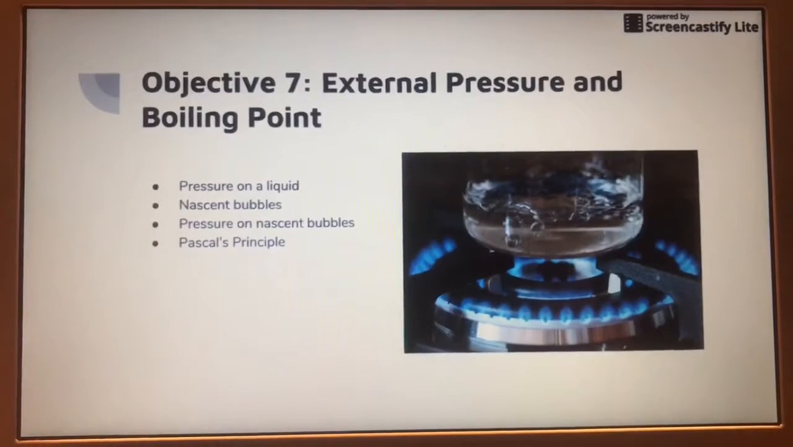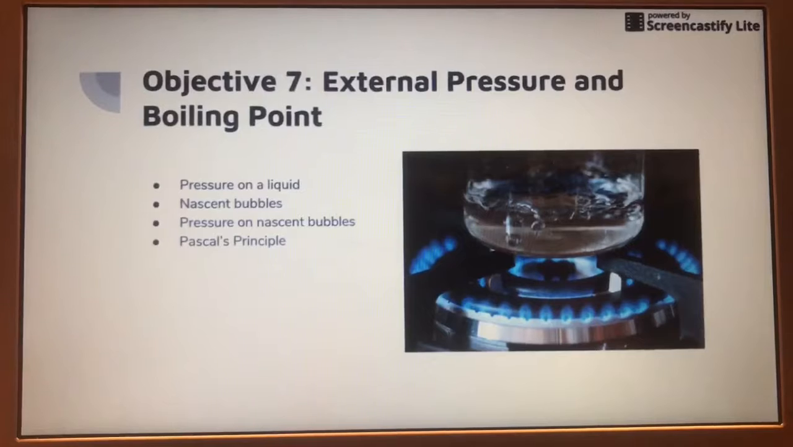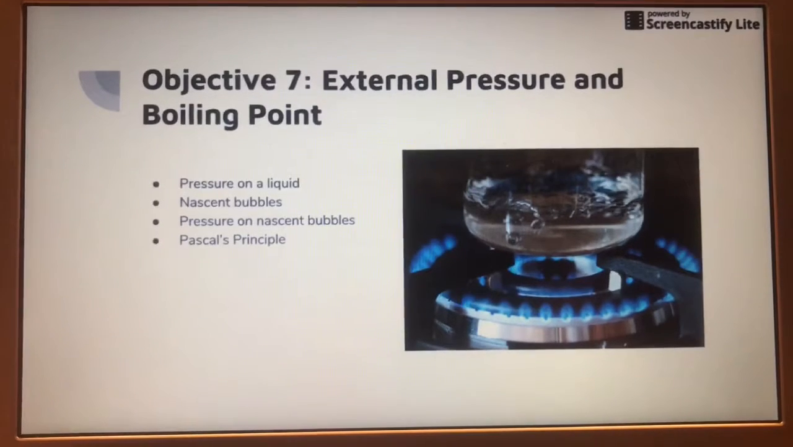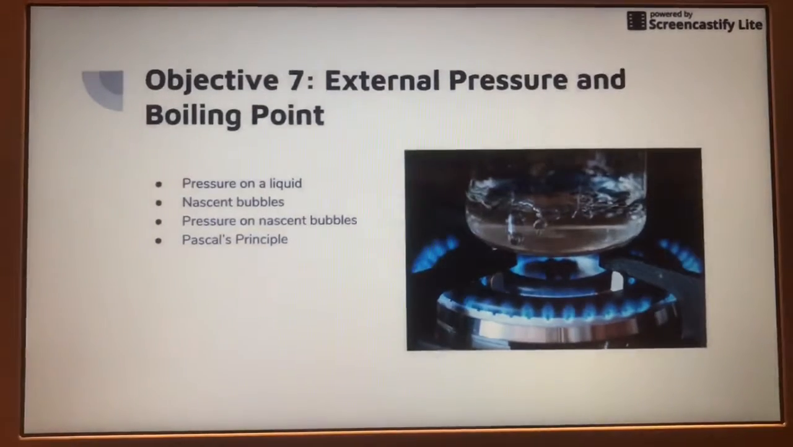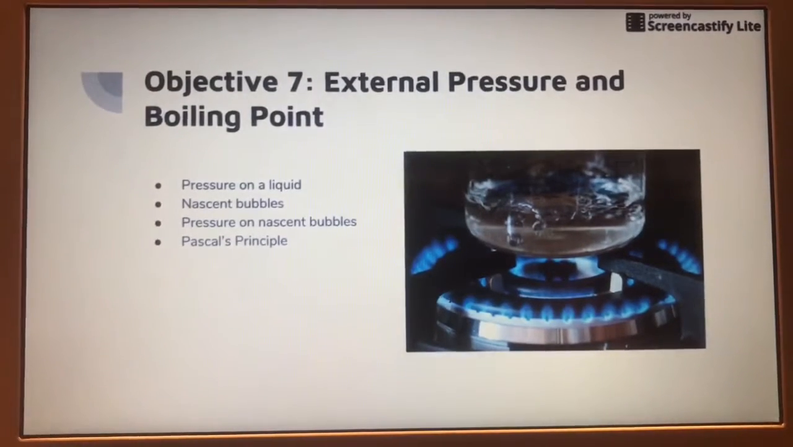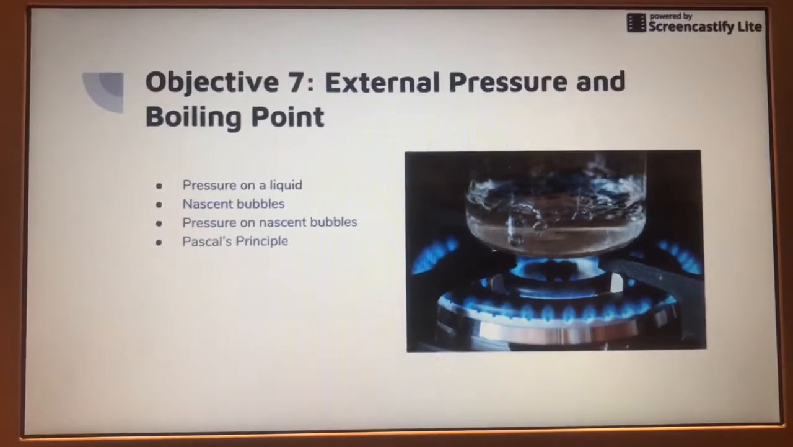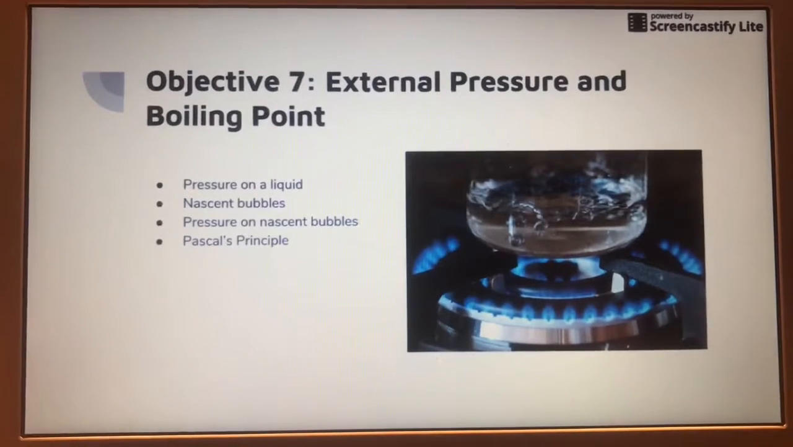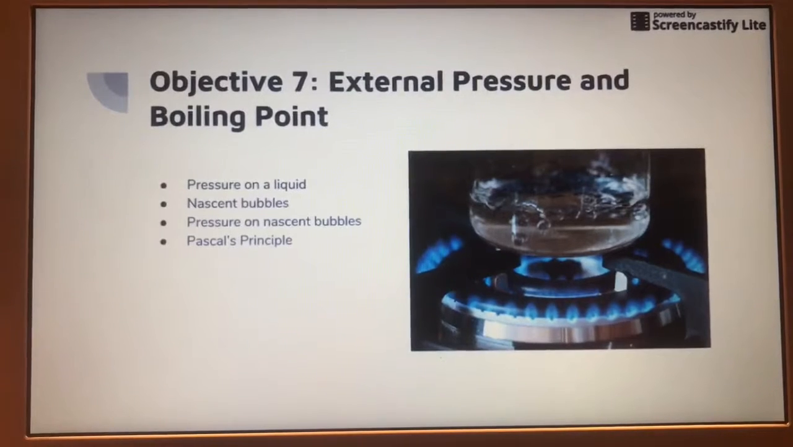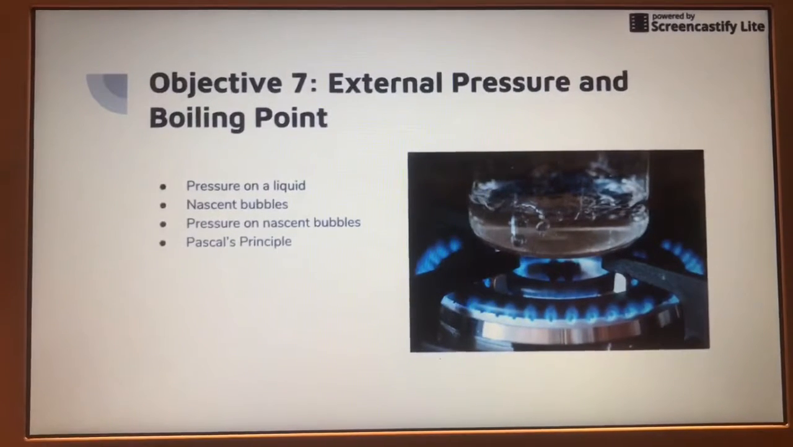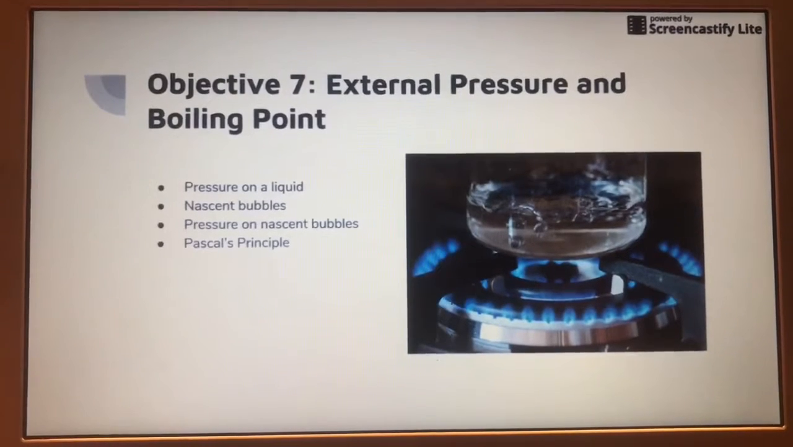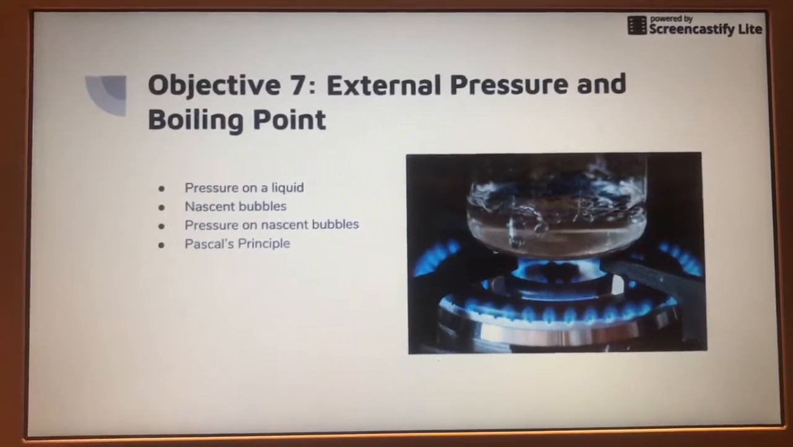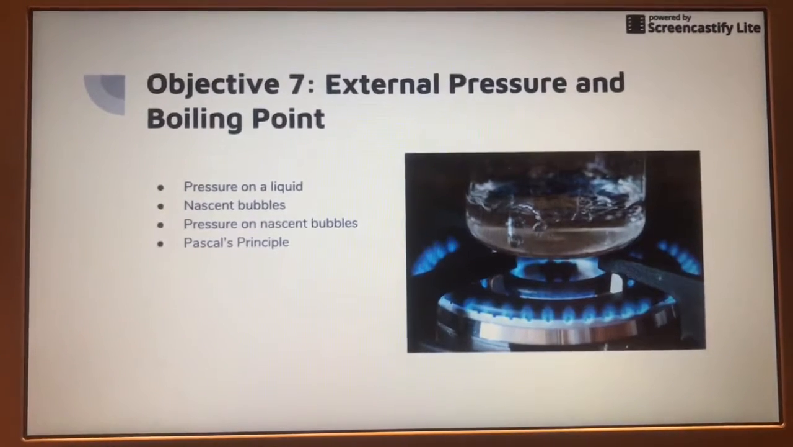Objective 7 describes the effects of changing external pressure on the boiling point. The pressure you put on one part of the liquid is the same throughout the whole liquid. Nascent bubbles form on surfaces of a liquid and solid where gas molecules can collect. It's not the atmospheric pressure pushing on the bubbles, but the atmospheric pressure which pushes on the liquid, which pushes on the bubbles. Higher atmospheric pressure pushes on the liquid, which according to Pascal's principle, distributes pressure equally throughout the liquid and pushes on the nascent bubble.